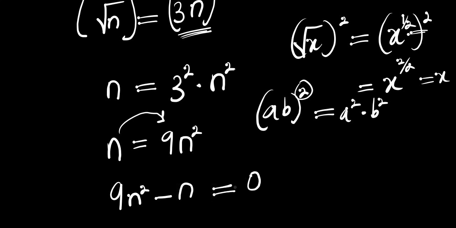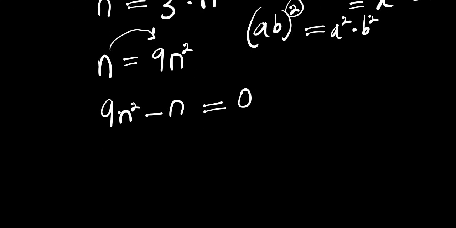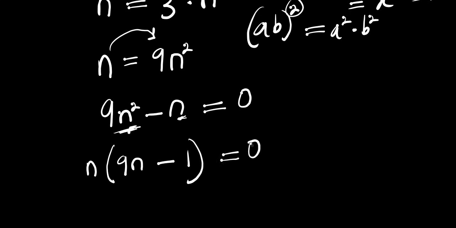This becomes a quadratic equation. Now look at it here. This is n power 2 and this is just 1n. But there's n here and there's n here. So we can factor out 1n. We can have n times, if you divide this 9n squared by n, you are going to have 9 times n. Then you have minus. This is n here and this n here. What you are going to have left is just 1. And this equals 0.